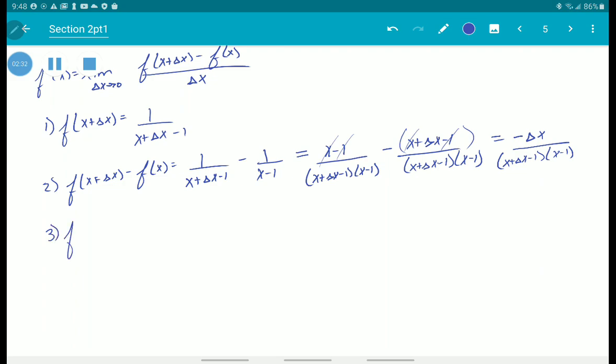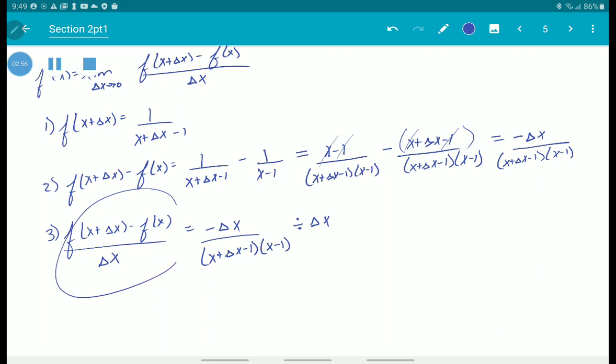Step 3 is to look at the entire fraction. So I'm going to take what I had in the last step, and I'm going to divide it by delta x. I'm going to think about this as a division problem. And remember, when you divide fractions, you keep, change, flip, right? So we're going to keep that first one. We're going to change it to multiplication, and we're going to flip that second one. And when we flip that second one, notice those delta x's are going to go away.